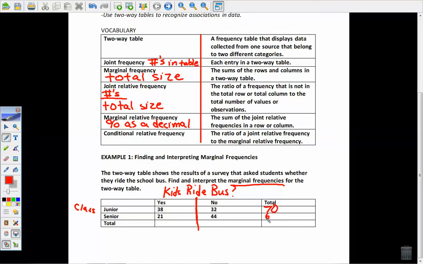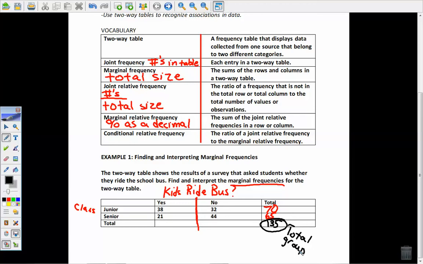Quick question here, kids. What's the total group size then? How would you find that? You would add 70 and 65, 135. This 135 down here is your overall total group size. It's your total group size. This number right here represents the total group. Now we may use the total group value a lot, we may not use the total group value, okay?